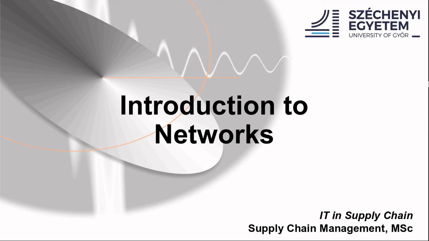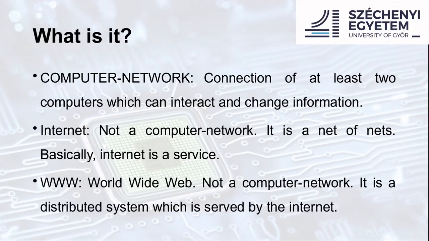Welcome to the second lesson of ICT systems. This part will introduce computer networks. Let's clear some terms. A computer network is a connection of at least two computers which can interact and exchange information.